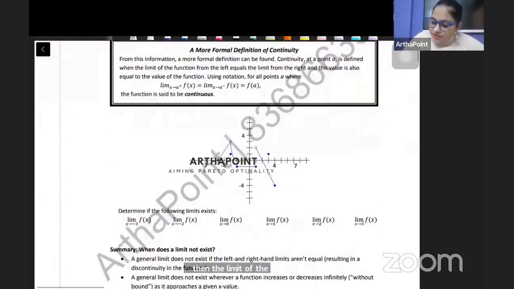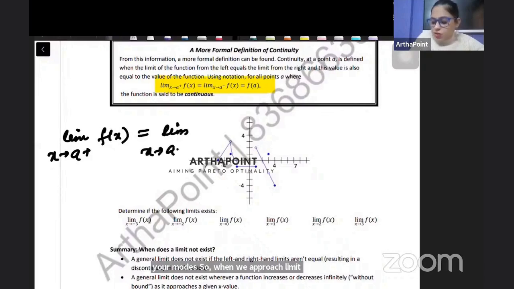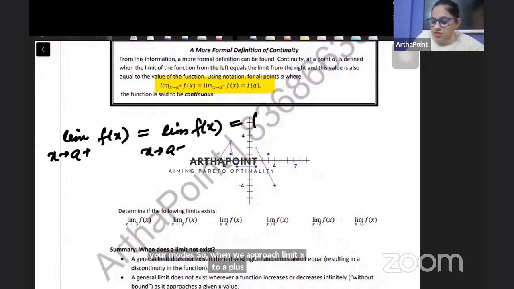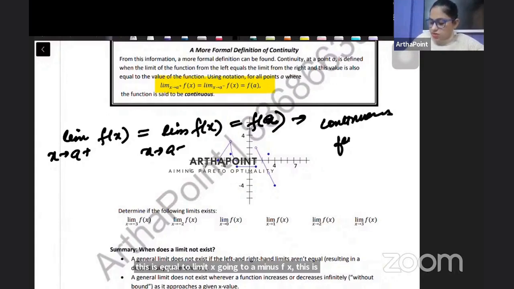Now, this is the definition. All of you will mark this in your notes. So when we approach, limit x going to a plus f(x) is equal to limit x going to a minus f(x). This is equal to the value of the function at a. तब हम इसको बोल देते हैं that it is a continuous function.